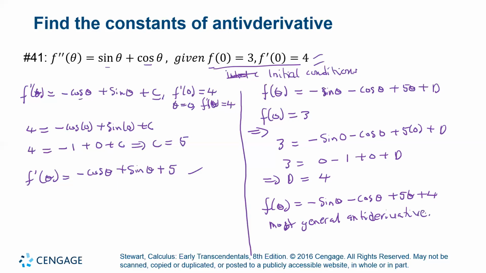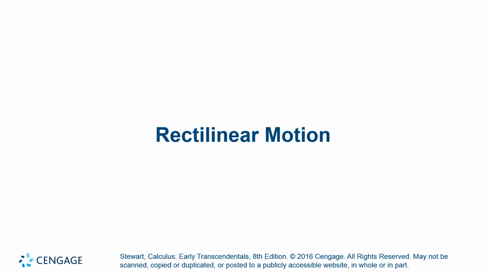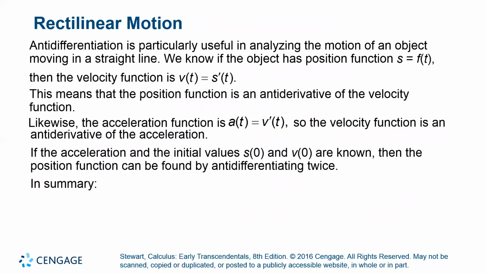Okay. So as we can see, acceleration is the second derivative, right? And so the first derivative will be the velocity, and the function f will be the position function. So we can apply this to what we call rectilinear motions, and that's where we're going to. Now, what is rectilinear motion?